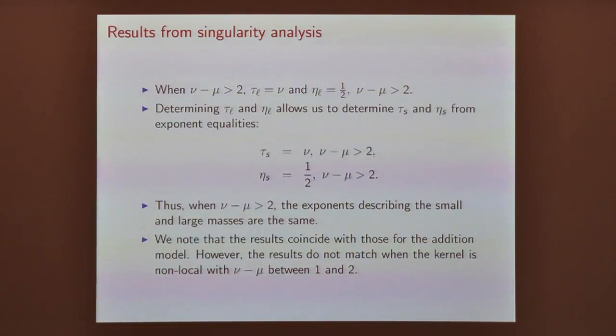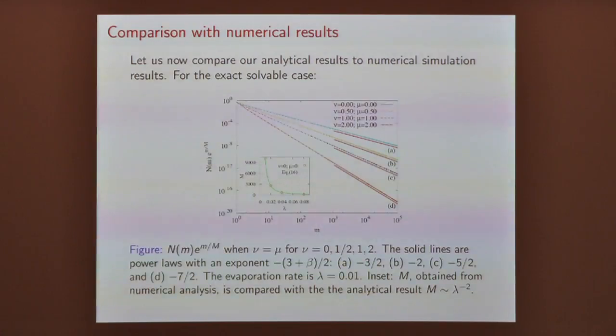And results from singularity analysis: when nu minus mu is greater than 2, there we get different exponents. So the point is, when nu minus mu is less than 1, we term that the local region. When nu minus mu is greater than 1, then in the literature it was pointed out that that is a non-local region. But for this model, at least, we can find that nu minus mu between 1 and 2 is different from nu minus mu greater than 2. So there are subtleties even in the non-local regime for this model.